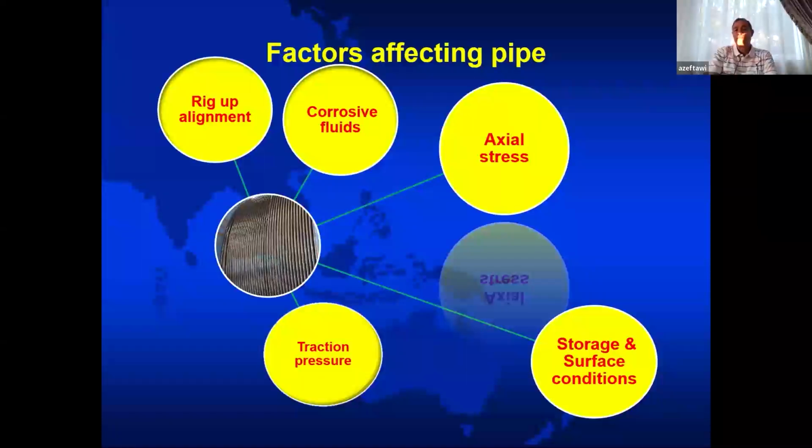A corrosive fluid you pump in the coiled tubing affects the pipe life, and so does how you treat it, how you get rid of these corrosive fluids 100%.